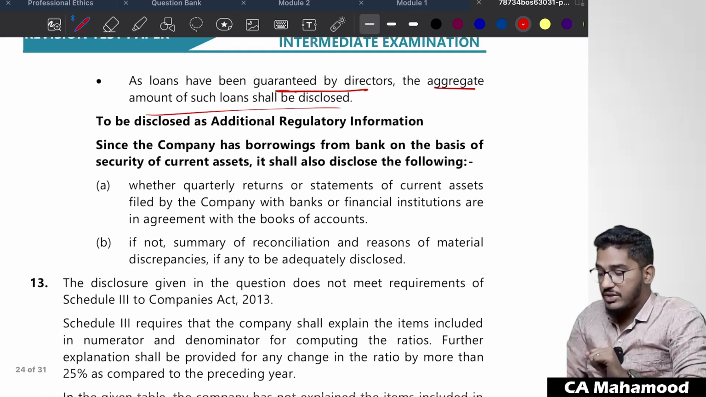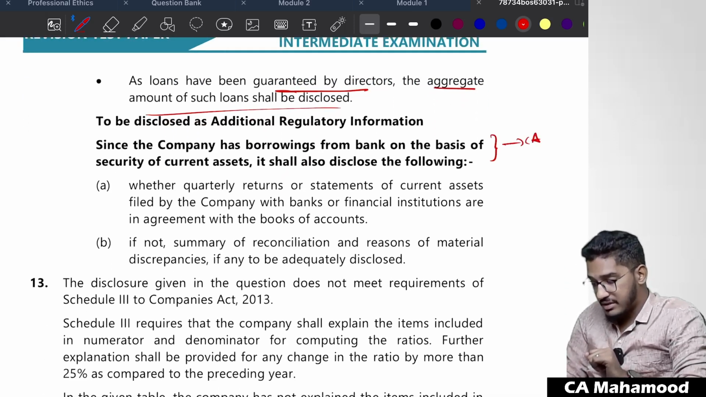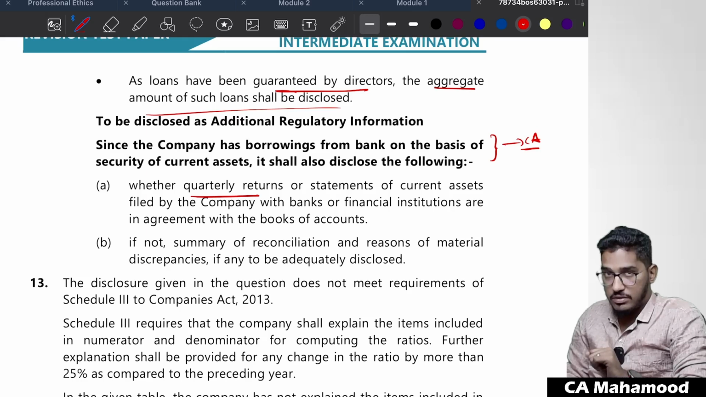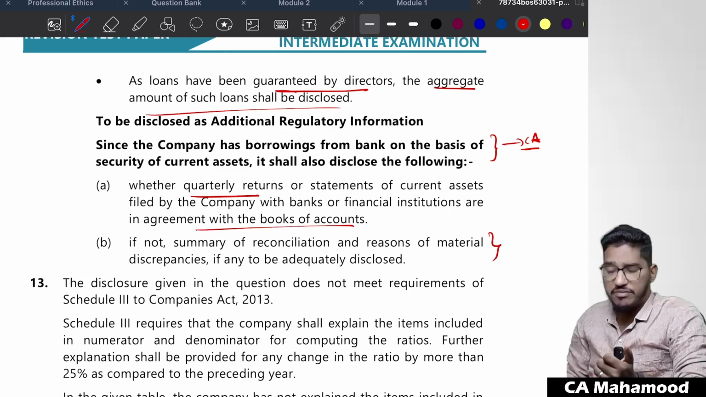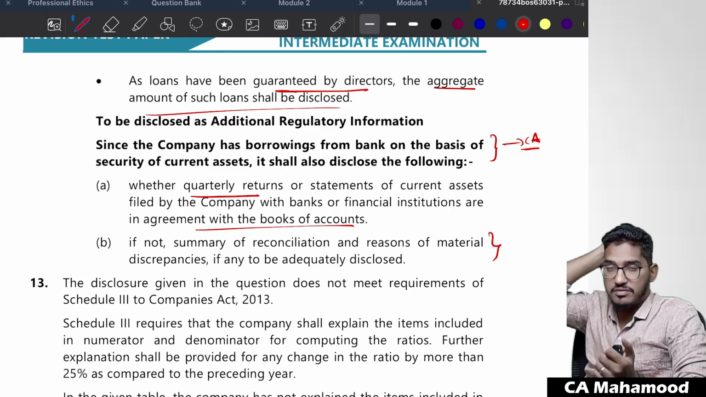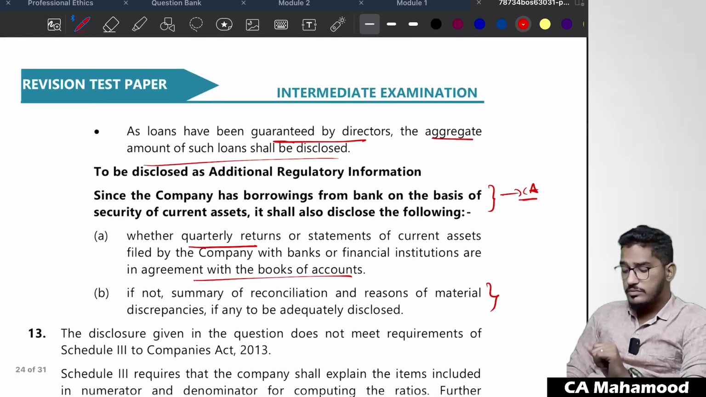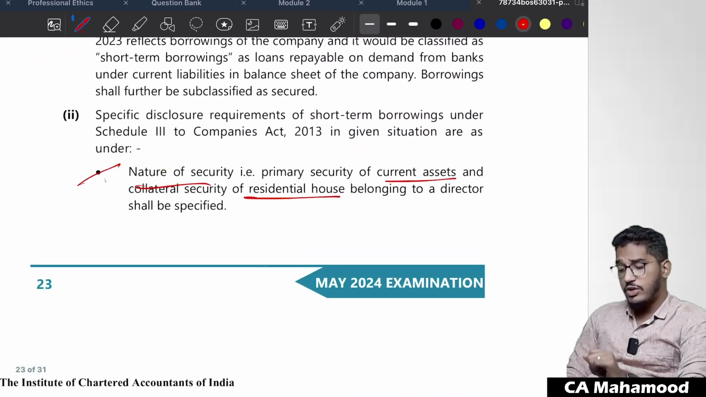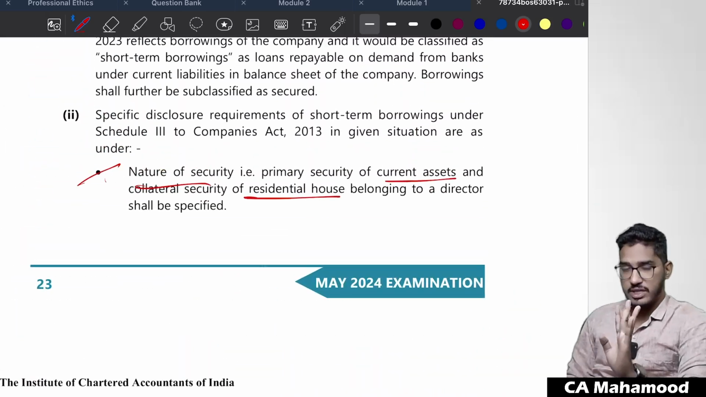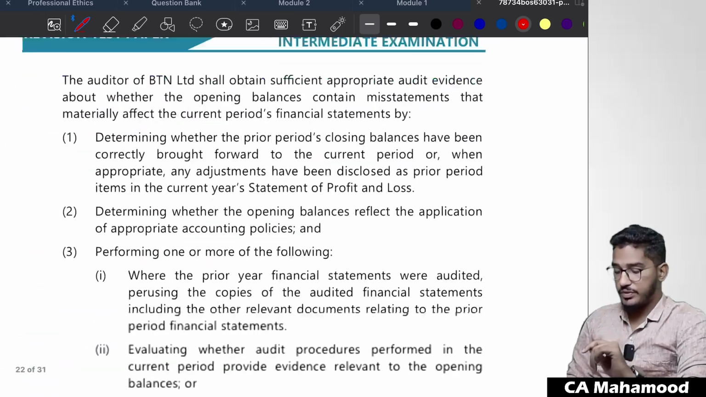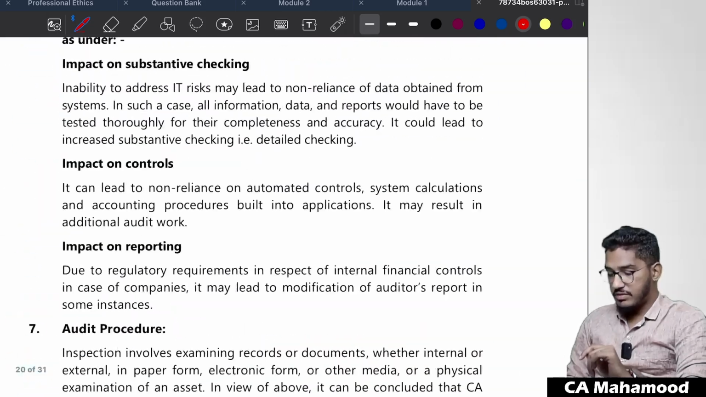Additional disclosures: since you have taken the loan on the basis of current assets, you have to disclose whatever quarterly statements you have submitted to the banker regarding the current assets, whether they are matching with the books of accounts. If not, a summary of reconciliation. If not, what are the discrepancies? What is the difference between statements submitted to the banker and the actual books of accounts? So these are the disclosures which are required to be given by the company in their financial statements regarding the loans. Clear?